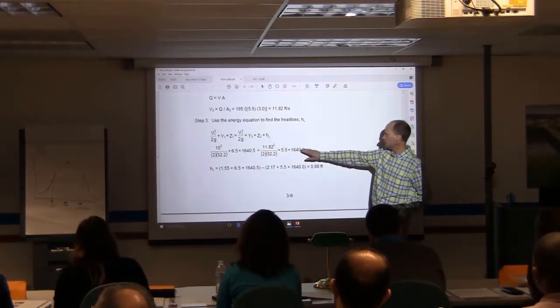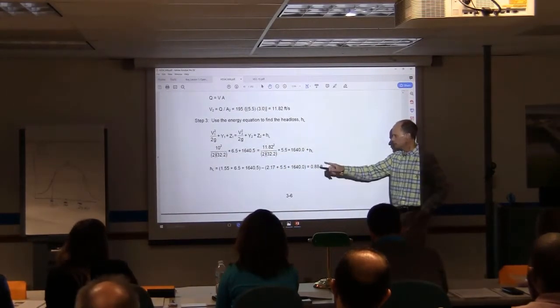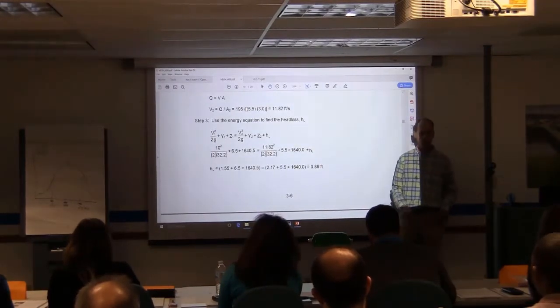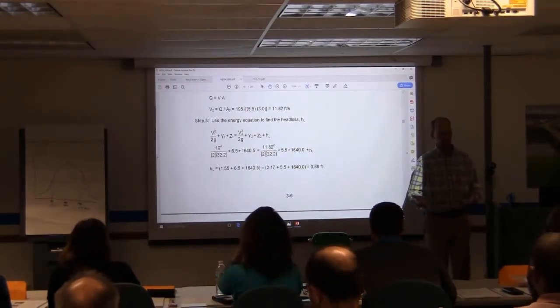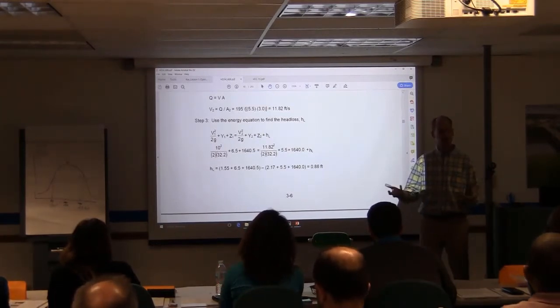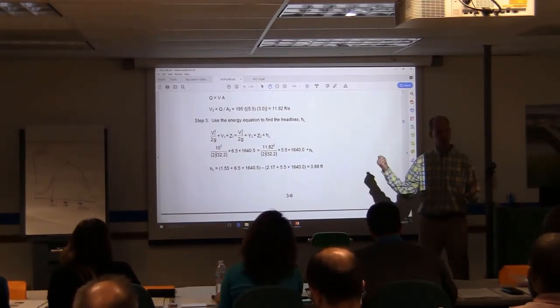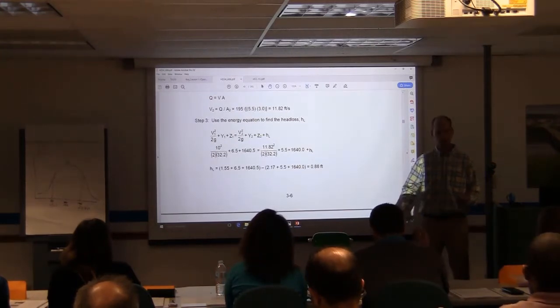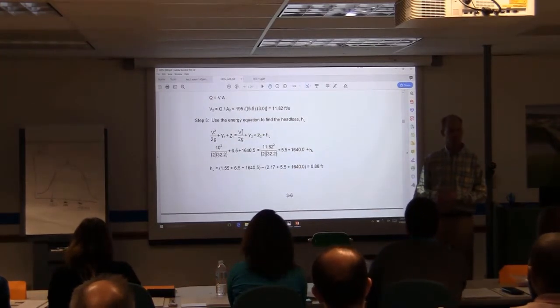And then again, we have all the information at point 2. And then we solve for head loss, and we see the head loss between points 1 and 2 is about 0.88 feet. Did anyone not get that, or does anyone have questions on that calculation? How do you think that head loss occurred? Through what mechanism? Most likely through friction.